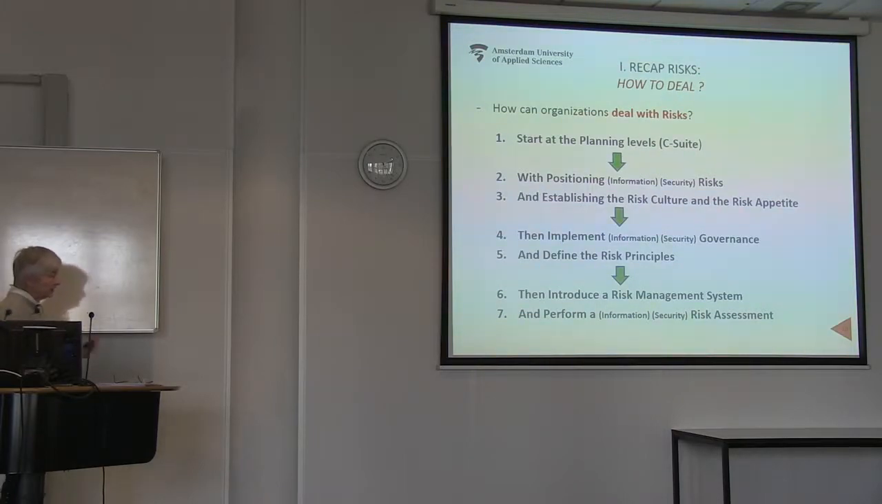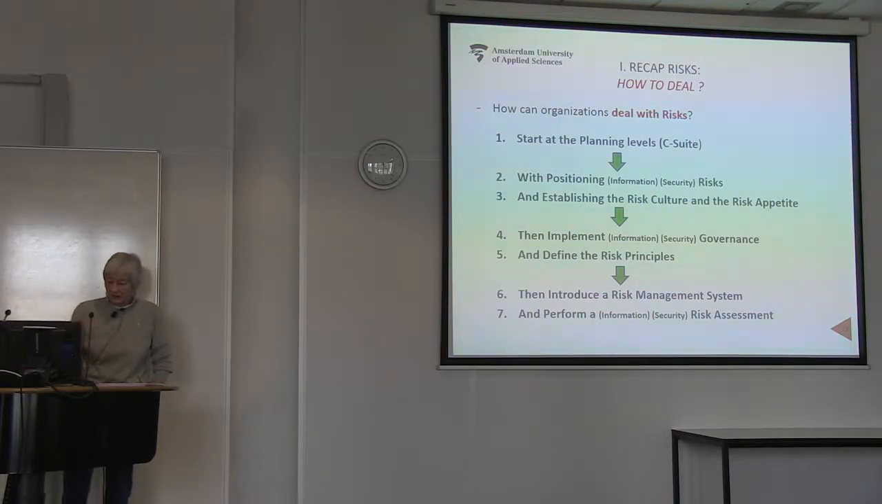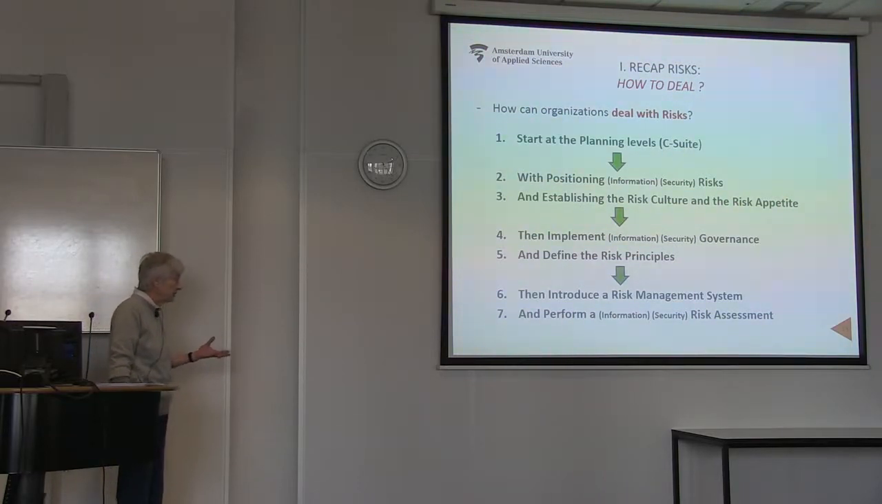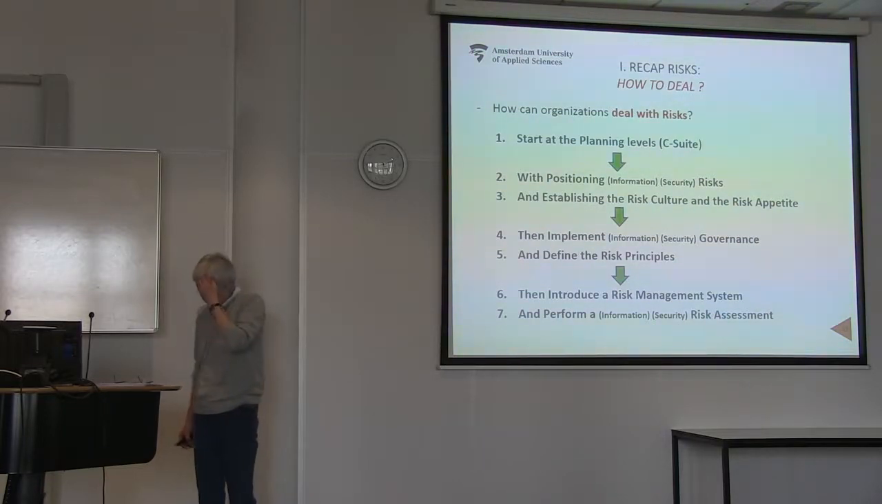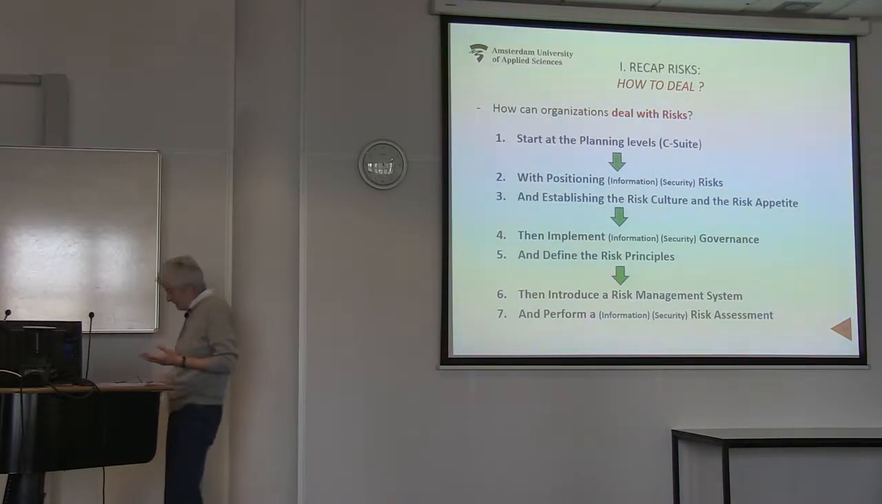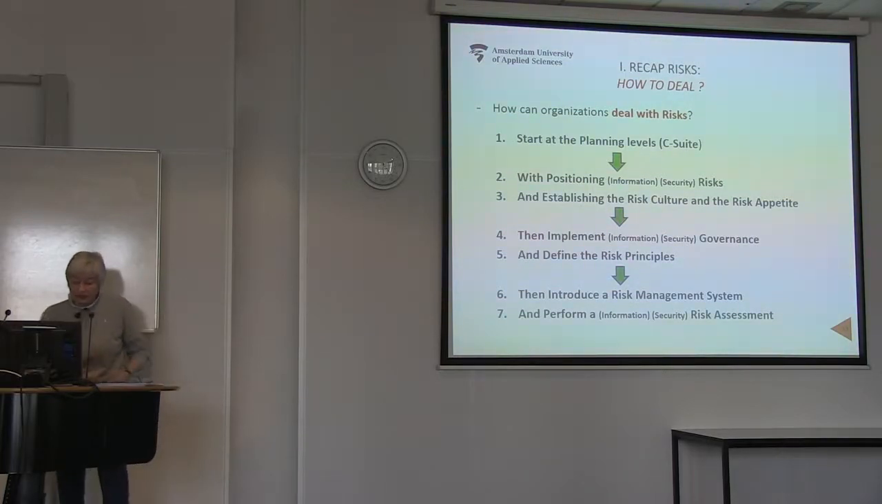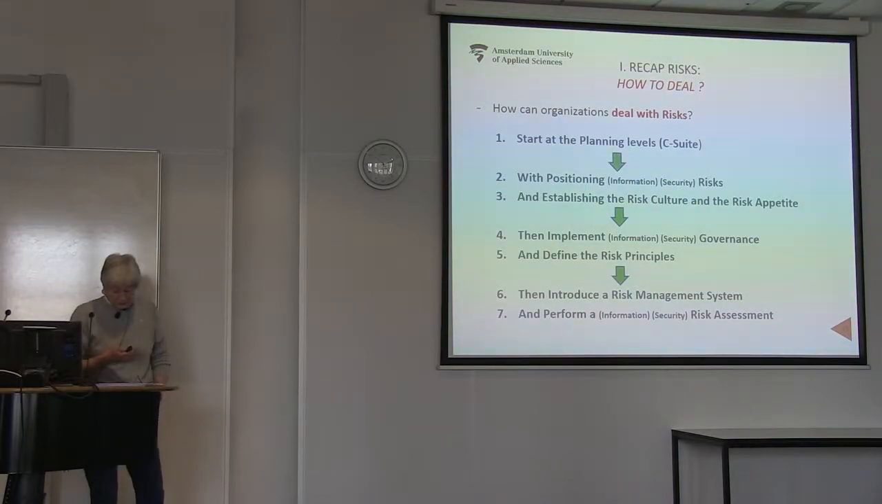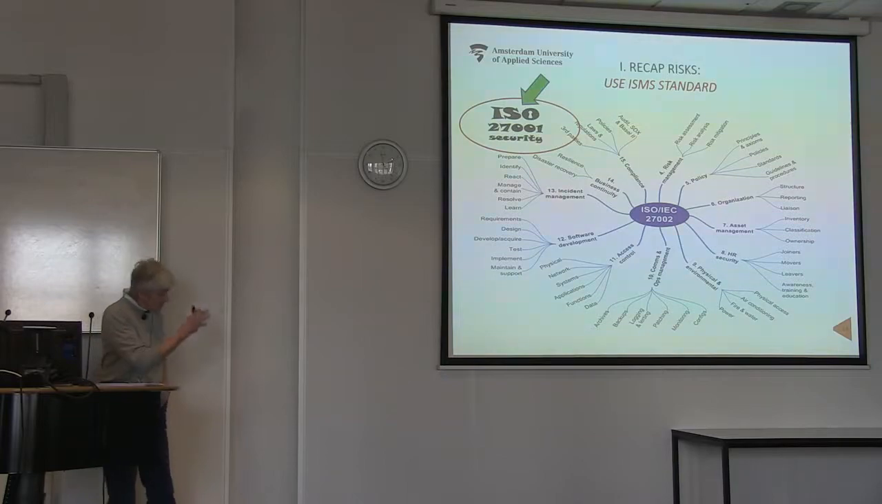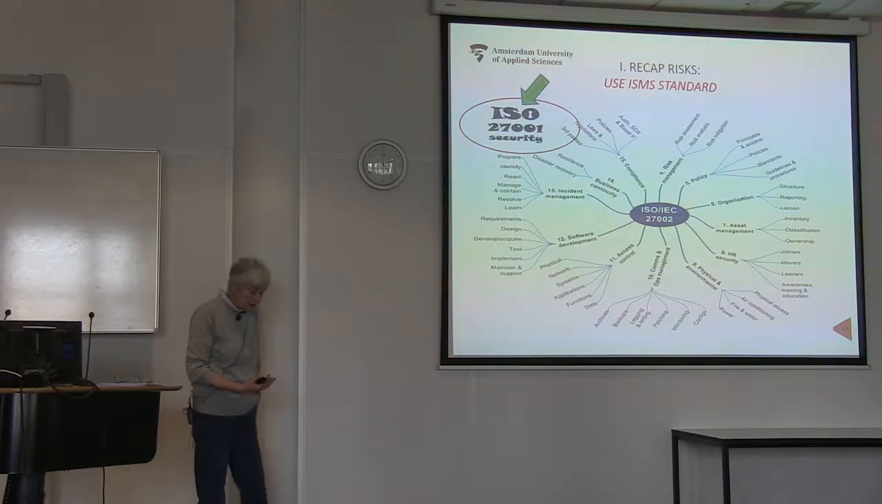So we can take several steps the formal way. We start at the management level, and we implement quite a lot of formal steps, positioning, looking at the culture, implementing governance, risk principles should be defined. And finally, we need a management system. And while implementing a management system, we also have to perform a risk assessment.